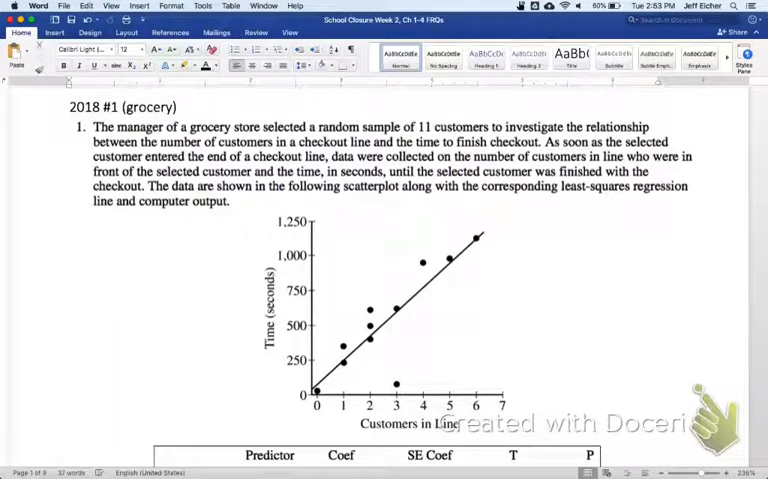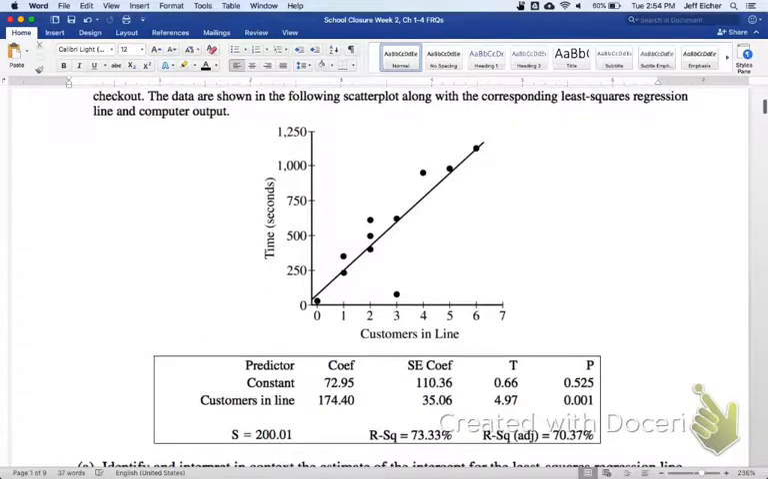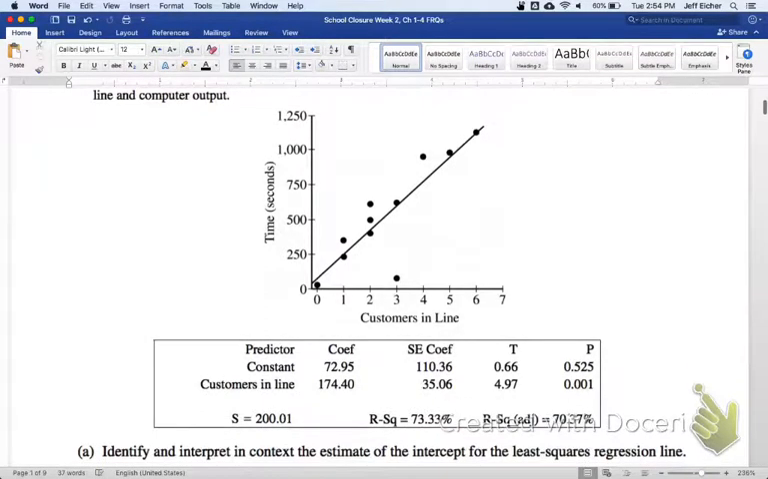Greetings and welcome. Let's check out the 2018 number 1 about grocery stores free response question on the AP Statistics exam. I will assume you've already read the question, but to summarize, it's a random sample of 11 customers. We have a scatter plot here that shows the number of customers in line and how long it takes to check out given the number of customers in line. We have some regression output, which is very exciting.